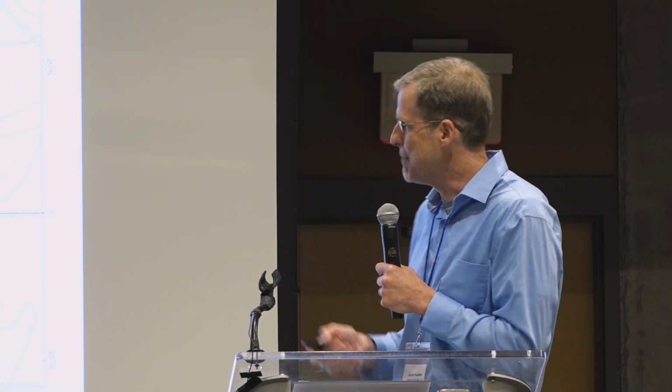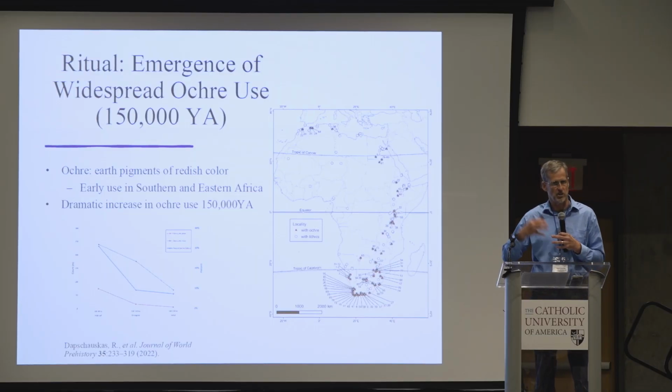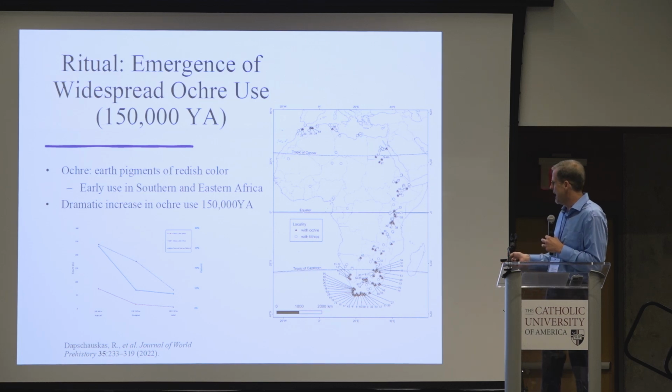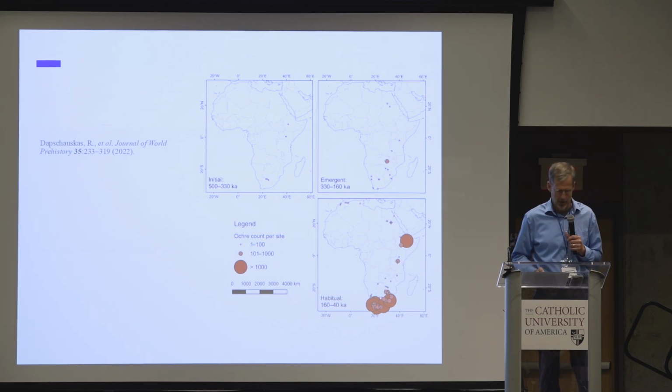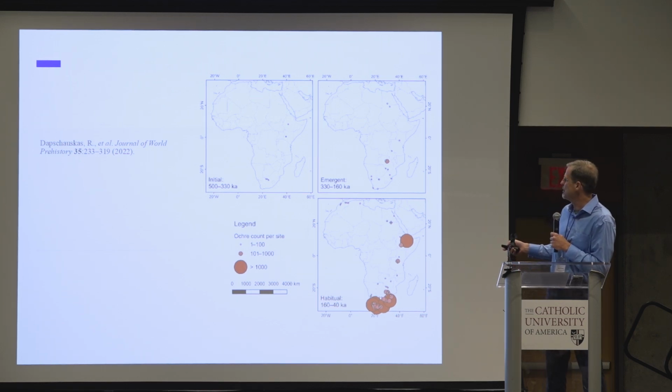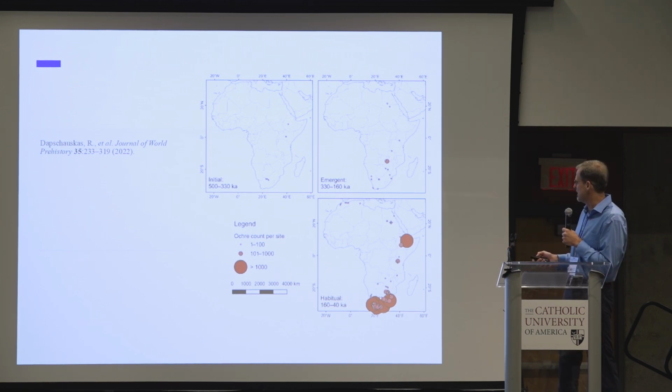And it's interesting, the pattern to me of how ochre use expands in Africa. This graph shows it here. I think it's better illustrated in this slide, okay? So about half a million to 330,000 years ago, there are only a few sites where you find ochre, both in East Africa and in South Africa, but very, very few.